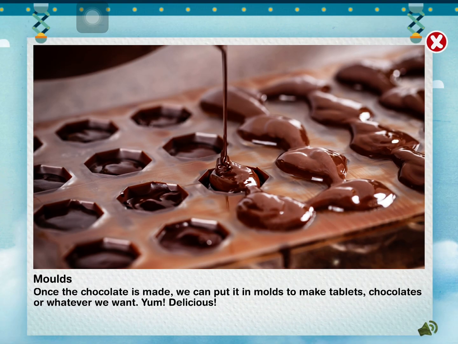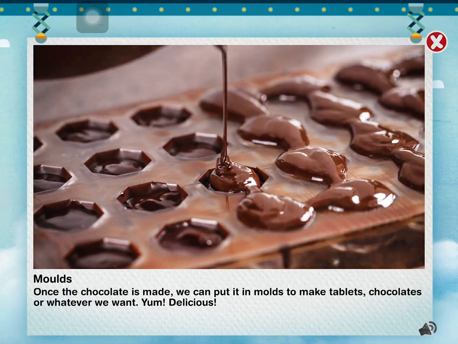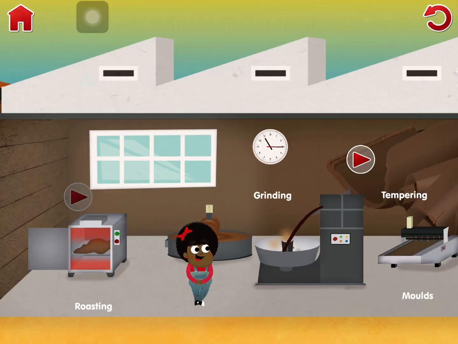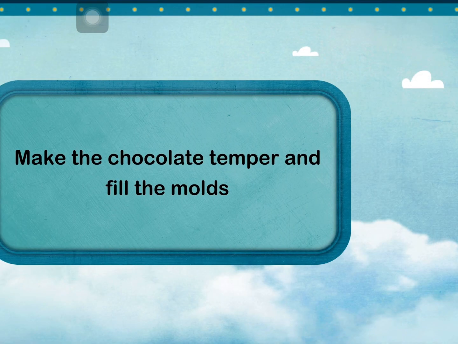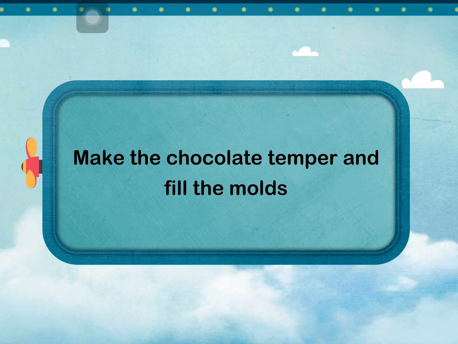Once the chocolate is made, we can put it in molds to make tablets, chocolates, or whatever we want. Yum! Delicious! Make the chocolate temper and fill the molds.